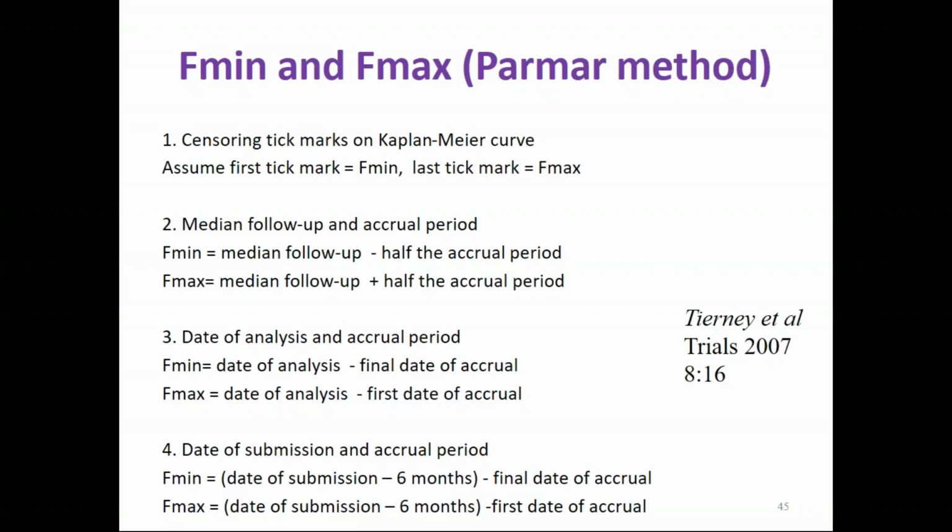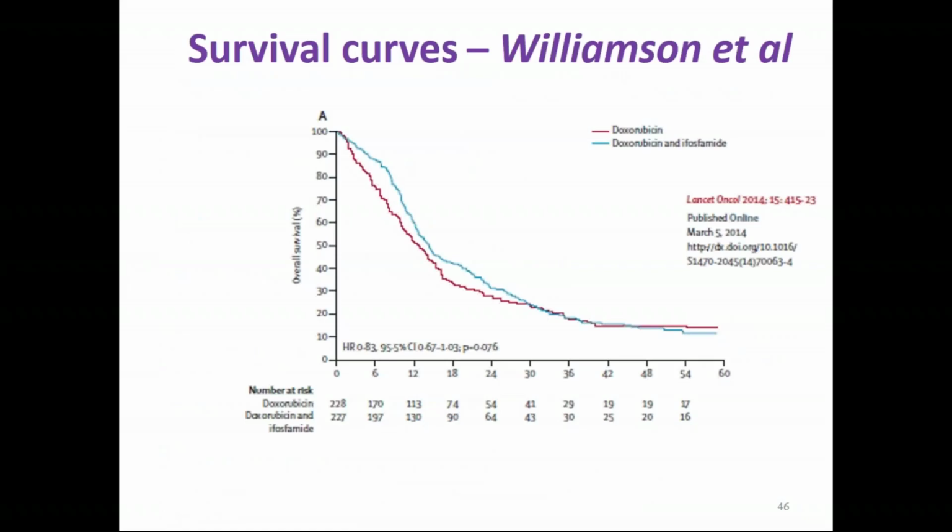So essentially, if you don't have numbers at risk on the curve, you will need to extract Fmin and Fmax. However, if you do have a curve which does present numbers at risk, as in this example, and this is actually quite a nice, good quality survival curve, then we can also extract those numbers at risk at those time points and use that information using the Williamson approach. So we don't need Fmin and Fmax for this approach.